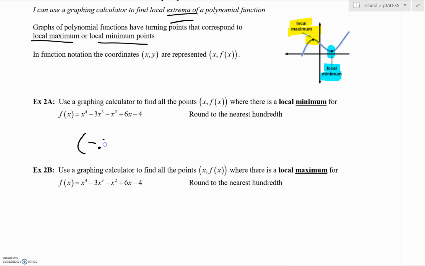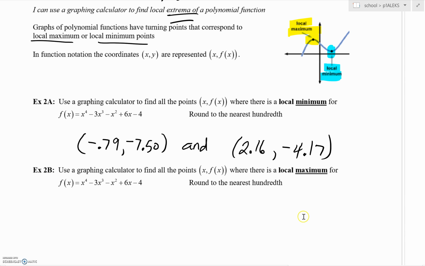You'll type negative 0.79, negative 7.50. You're going to have to hit the AND button. The AND button is going to allow you to type in a second ordered pair. And here we get 2.16, comma, negative 4.17.